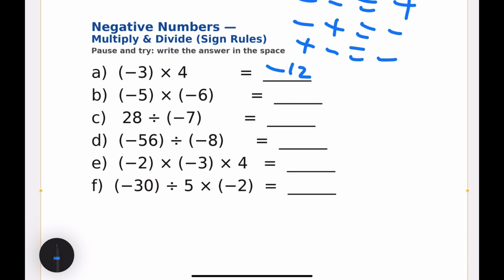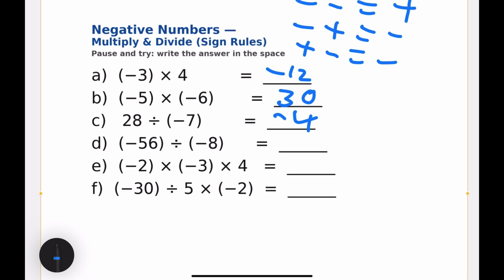Okay, so negative 5 multiplied by negative 6, we know it's going to be positive as we have a negative and a negative, so it's going to be positive, and then 5 multiplied by 6 is 30. Okay, so negative 28 divided by 7, that would be 4, but because there's only one negative sign, it's going to be negative 4. Okay, so negative 56 divided by negative 8. Well, I know it's going to be a positive because they are two negatives. So then we'll just do 56 divided by 8, which is 7.